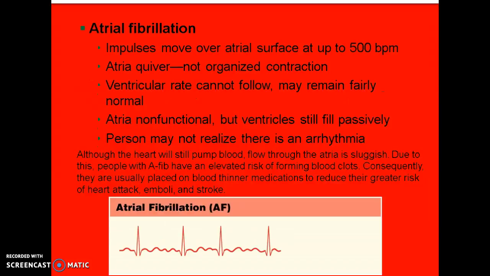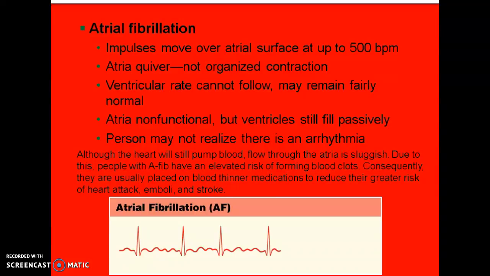Atrial fibrillation. So fibrillating is quivering. And in this case, the atria quiver. It's not an organized contraction. You can see that the ventricular peak remains pretty normal.